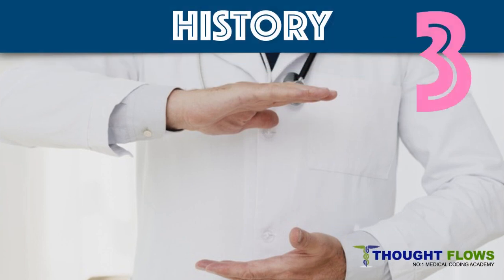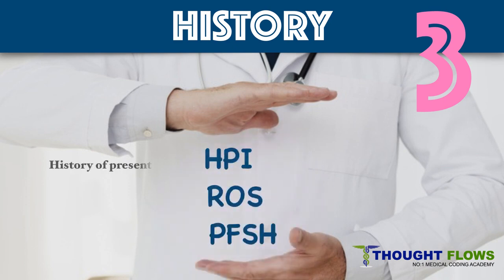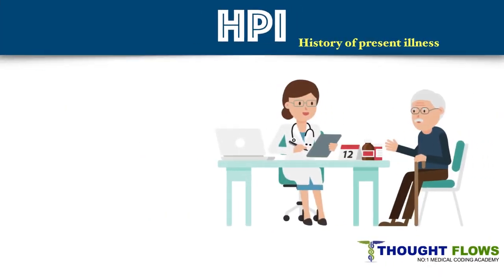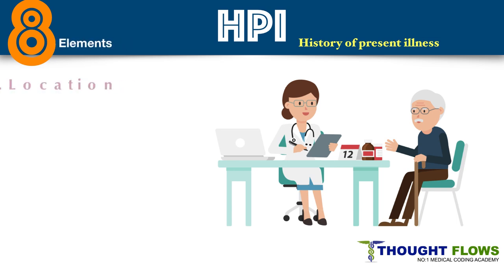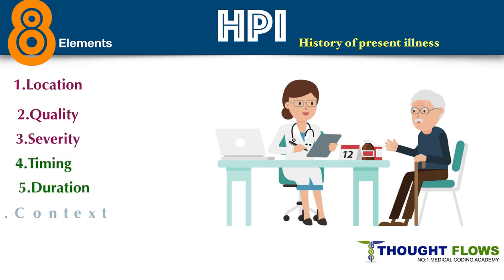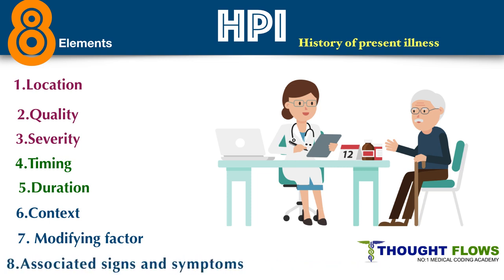To take history, we need to check for 3 things, which are HPI, ROS, and PFSH. HPI is history of present illness, ROS is review of systems, and PFSH is past, family, and social history. Now we will see HPI, which is history of present illness. It is the questions asked by the doctor to the patient, like what's the problem, why it happens, and so on. HPI can be obtained by 8 elements, which are location, quality, severity, timing, duration, context, modifying factor, and associated signs and symptoms.